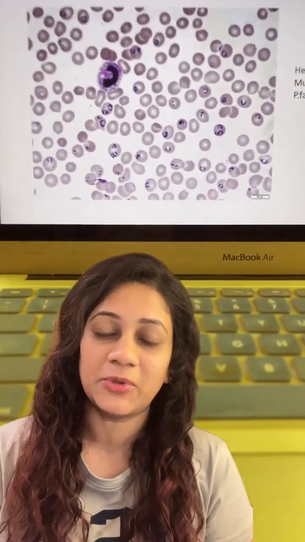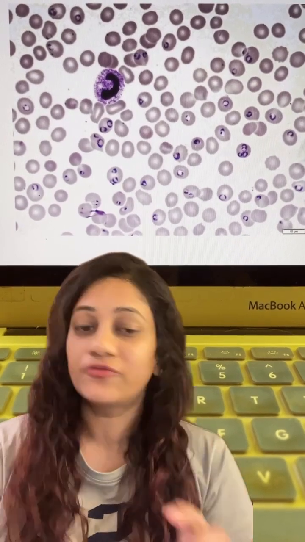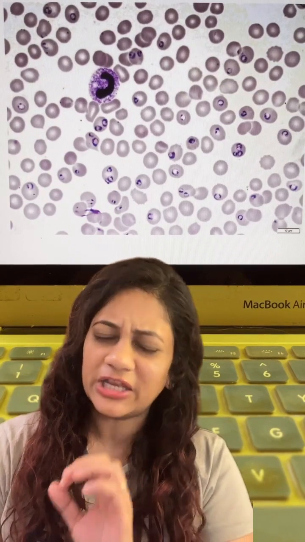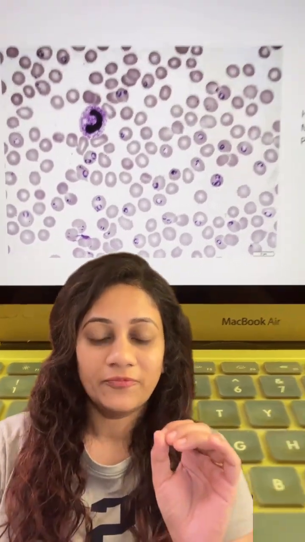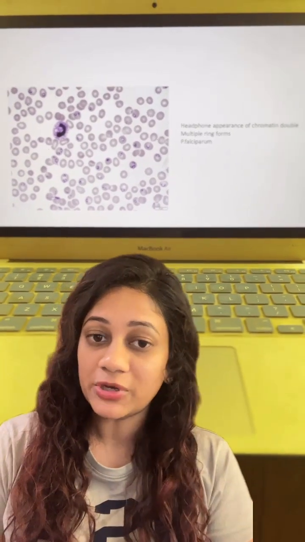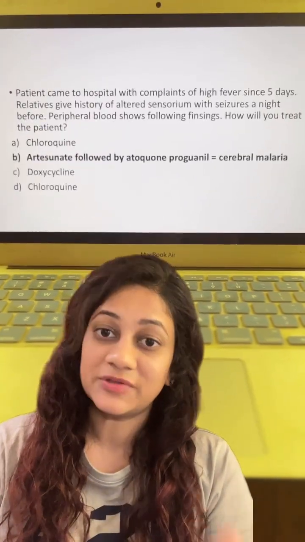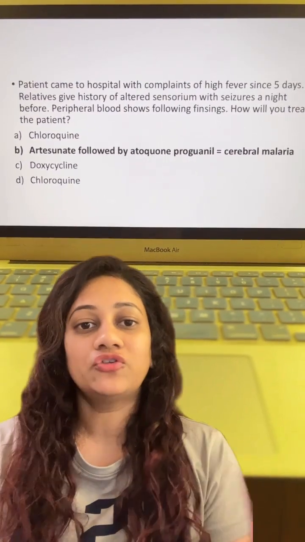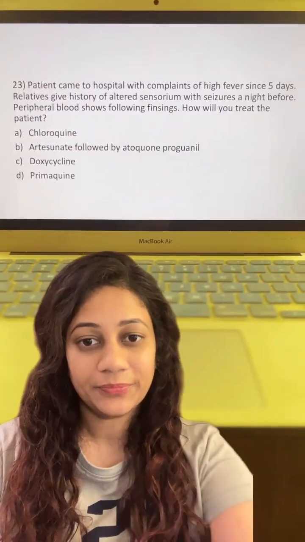Now, look at this picture. You can see multiple ring forms in those RBCs, along with the typical headphone appearance because of the double chromatin heads. Now, this is very, very classical of Plasmodium falciparum. And the treatment for Plasmodium falciparum is artesunate followed by atovaquone-proguanil. And the case here was cerebral malaria.